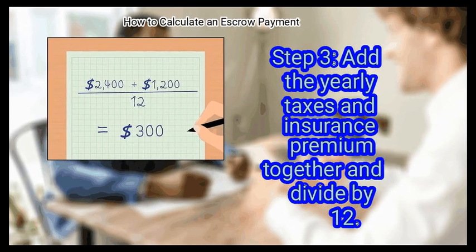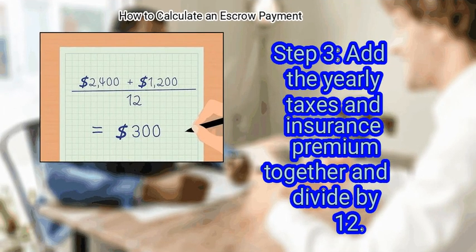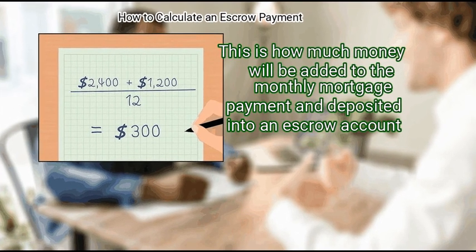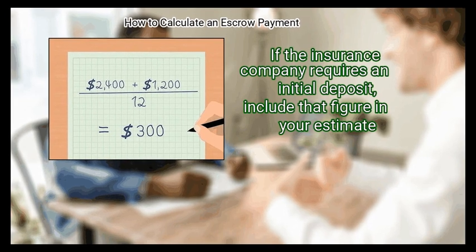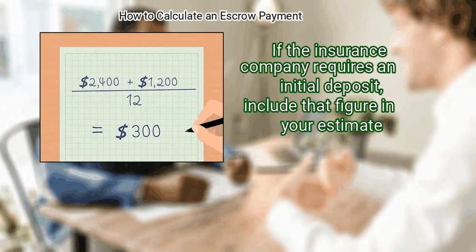Step 3. Add the yearly taxes and insurance premium together and divide by 12. This is how much money will be added to the monthly mortgage payment and deposited into an escrow account. If the insurance company requires an initial deposit, include that figure in your estimate.